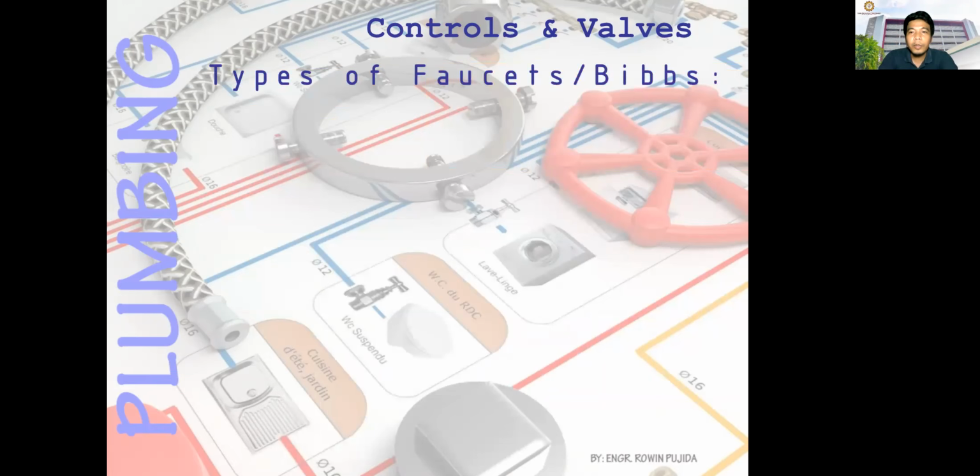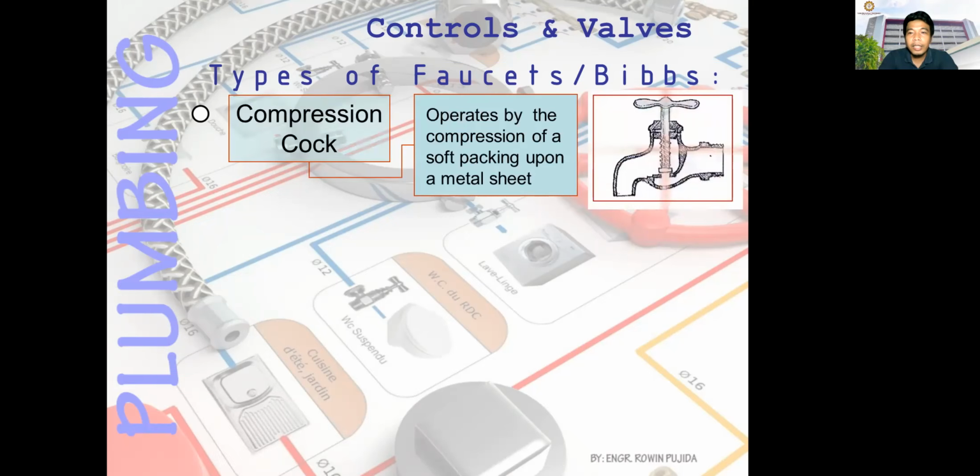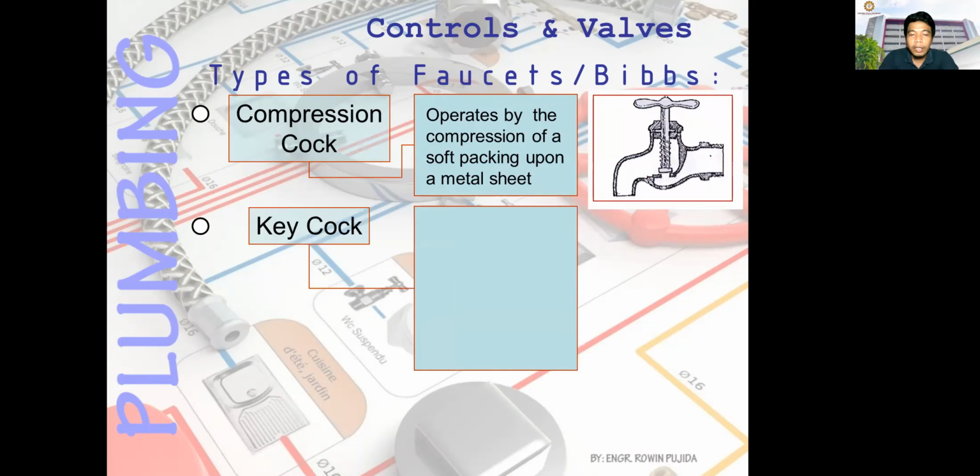Next, we have the types of faucets and bibs. Faucets, bib, and spigot have the same meaning in plumbing. You have the compression cup, which operates by the compression of a soft packing upon a metal seat. This is the illustration or the diagram of the compression cup.